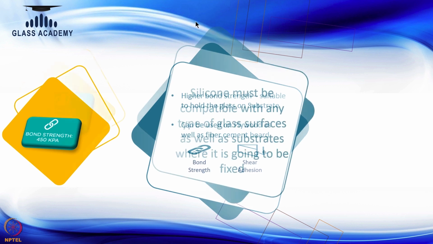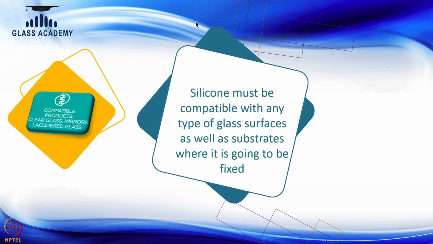The next point is basically compatibility. The compatibility part covers two aspects. One, the silicone which is going to be used must be compatible with all kinds of glasses. When I say all kinds of glasses, I mean mirrors which have different kinds of back coating, and then the back painted glass which has different kinds of back paint. So, the silicone used in this category must be compatible with mirror as well as back painted glass.